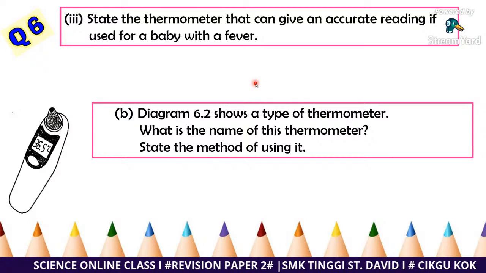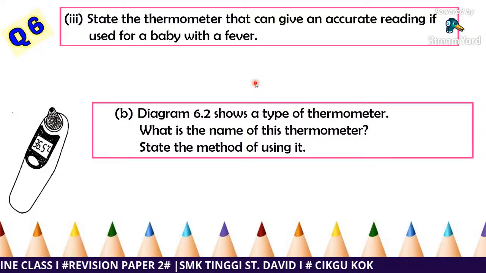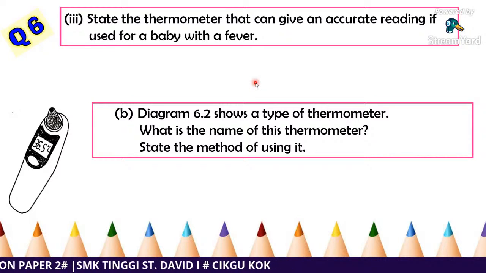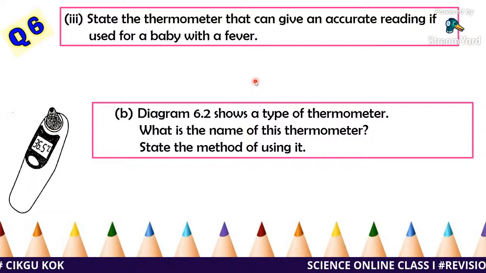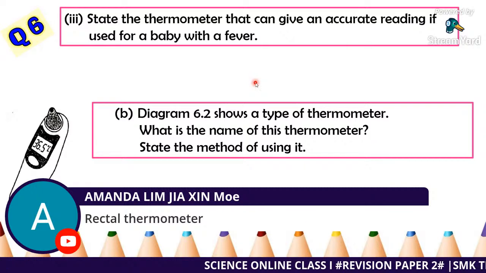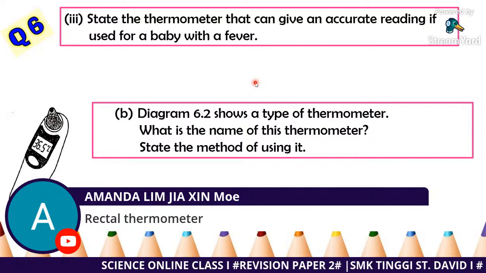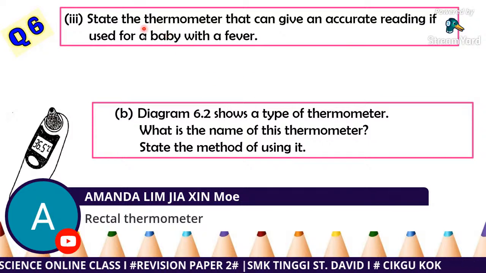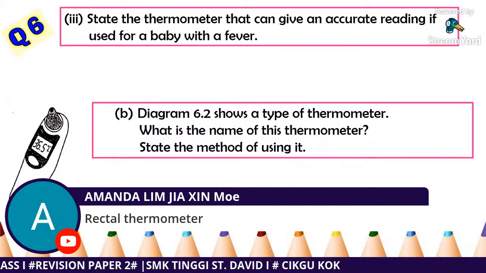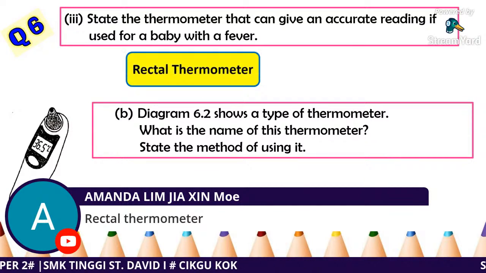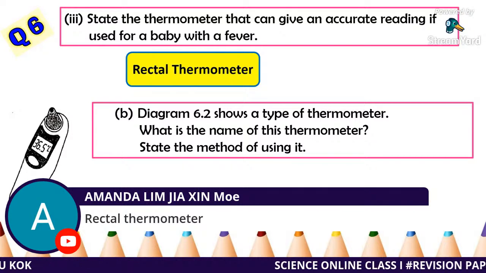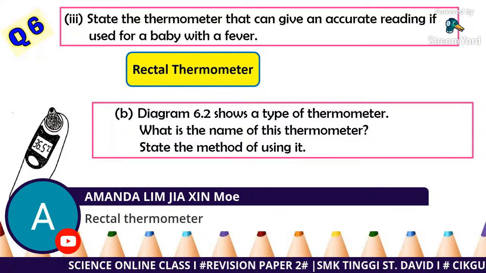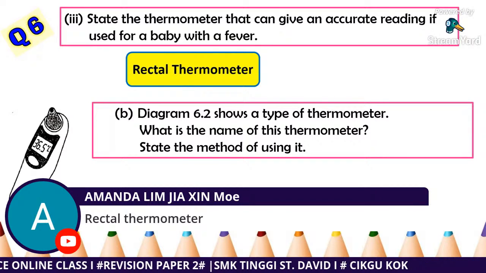So normally we use the reactor. Amanda gave me her answer, so I read from here. The answer from Amanda is reactor thermometer. Yes, normally used on a baby's body. So we use the reactor thermometer. Okay, thank you. The others also answered correctly. Noreen also correct. The others also correct. That's the reactor thermometer.